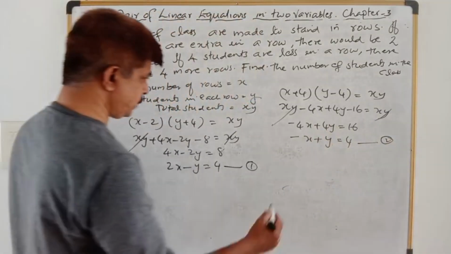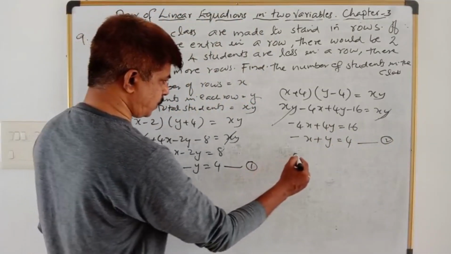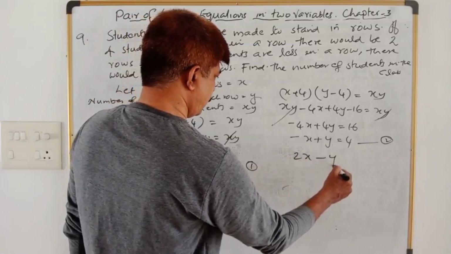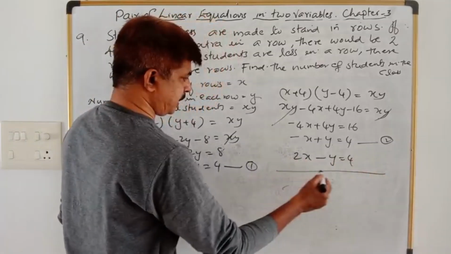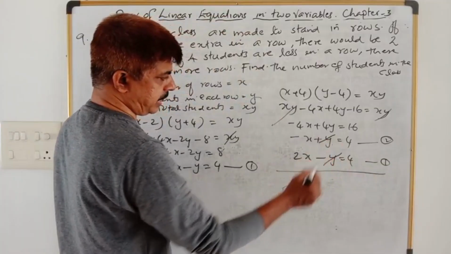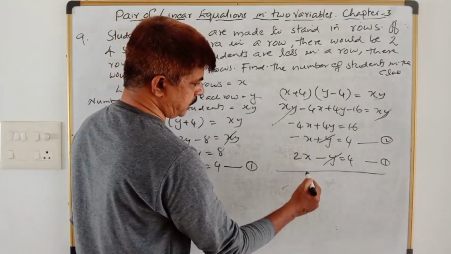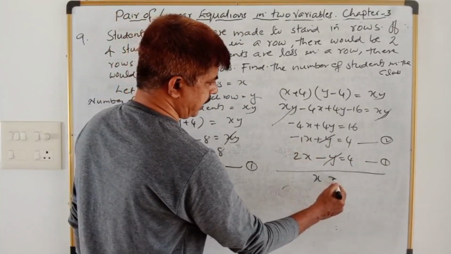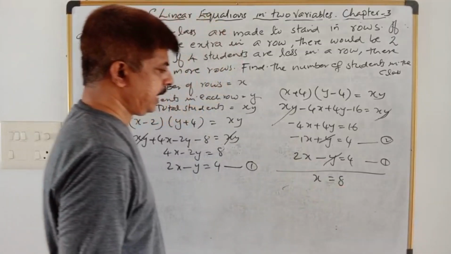From equations 1 and 2, we are solving for x and y. We write both the equations together. They have different signs, so we can eliminate easily. Minus x plus 2x, minus 1 plus 2 is 1, so x equals 8.